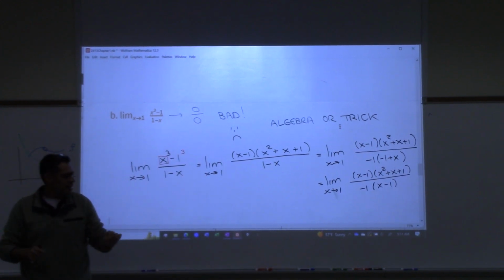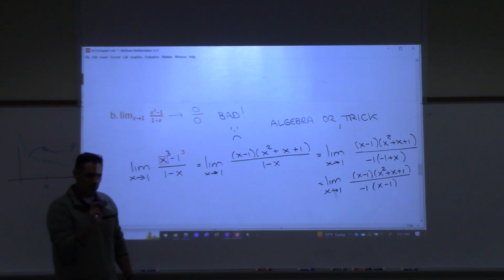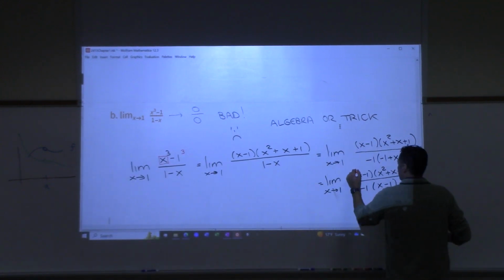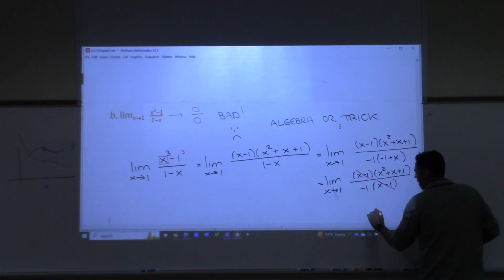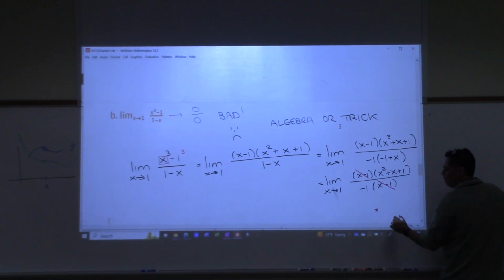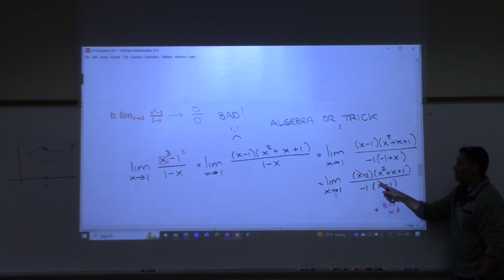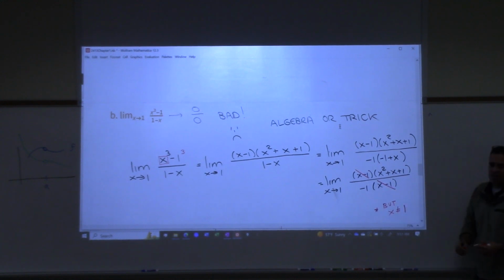But there's that little disclaimer, right? There's that little disclaimer that if I cancel these factors, I have to make a little promise to you, don't I? So here it comes. I'm going to cancel these factors, but here's my little asterisk on the bottom. I promise what? But x can't be what? What would make this factor zero? x can't be 1, right? So if I do this canceling, x can't be 1.